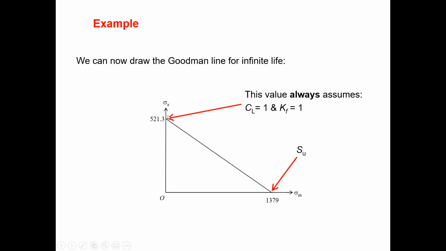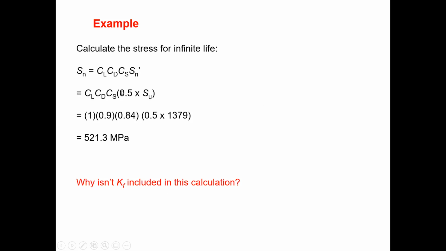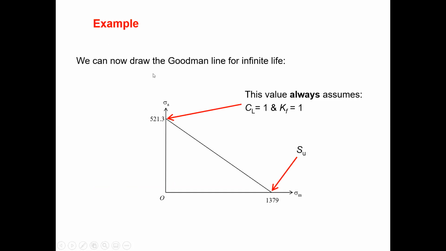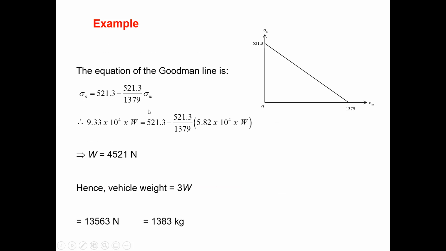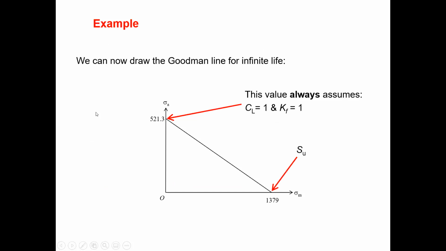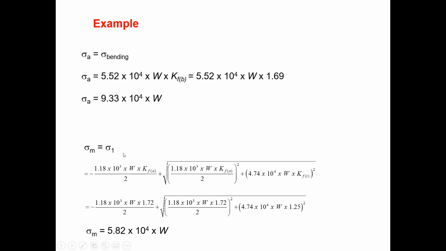So this is the strength, okay, when KF equals 1, and this is the endurance limit. So sorry, ultimate tensile strength. This is the endurance limit. So now we can derive the equation for the line like this. We know the equation, y equals mx plus c type equation. So we already know sigma a and sigma m for this case. In this case, we already found sigma a and sigma m.